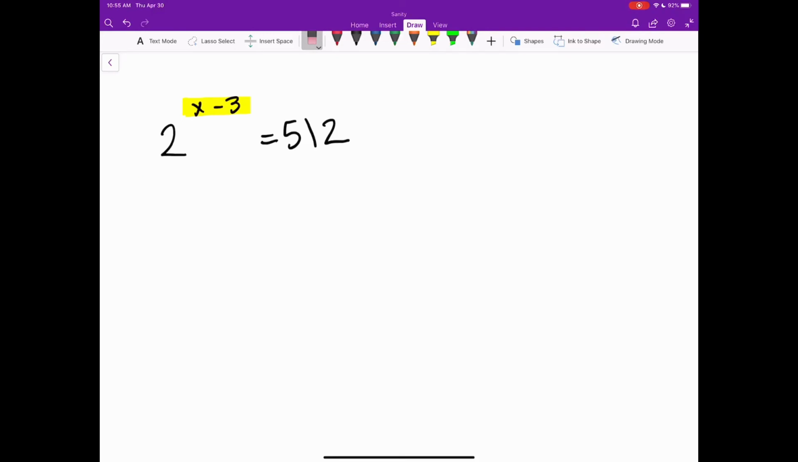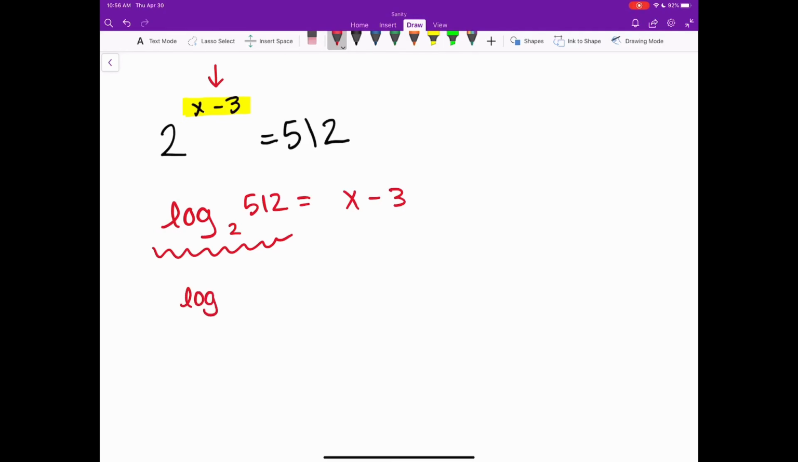So I'm just going to write this entire thing in logarithm form. Again, treating this entire thing here as your exponent, right? So log, I have a base of 2. So log base 2 of 512 equals my exponent. And my entire exponent is x minus 3. So I'm going to evaluate this side. What power do I need to raise 2 to in order to get 512? So I'm going to use the change of base formula, pick a new base of 10. Log base 10 of 512 divided by log base 10 of 2 equals x minus 3.